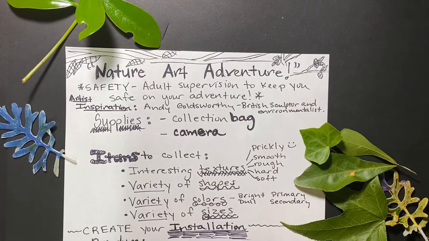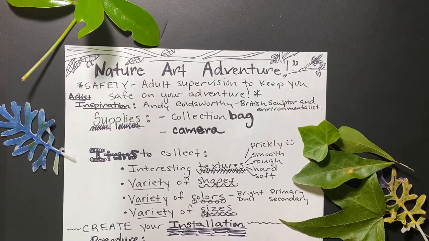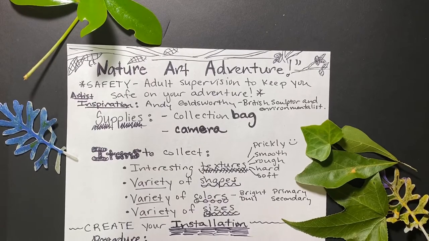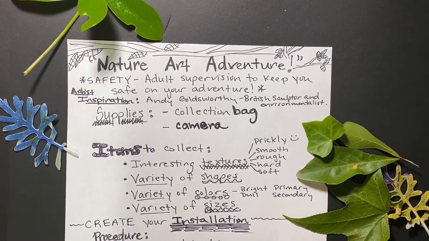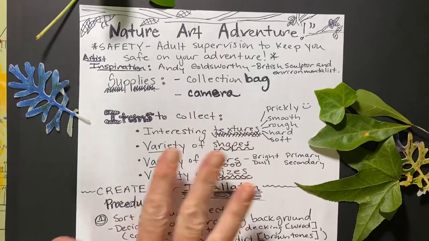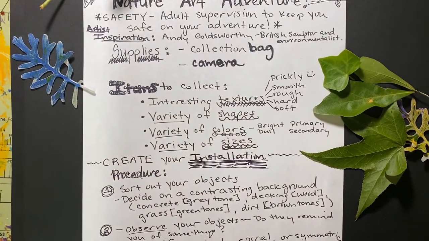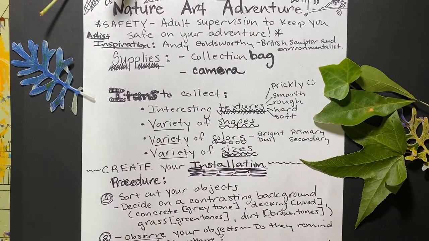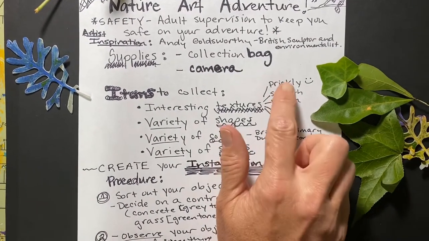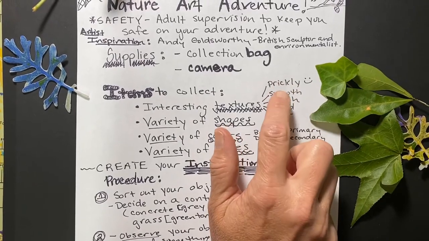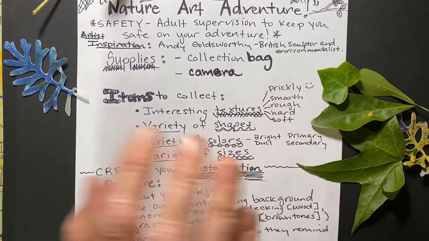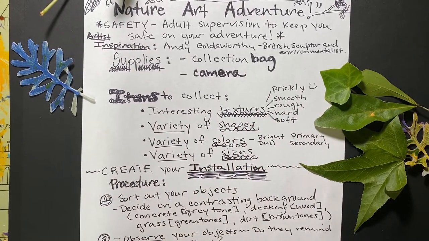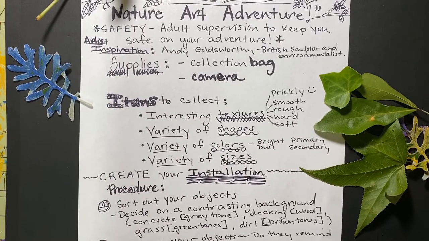The supplies that we need for our adventure are very simple. We need a collection bag, and we need a camera. The items that we need to collect on our adventure are these types of objects. We want interesting textures. Texture means how something feels or how it looks like it might feel. It might feel prickly, which is my little boy's favorite objects to look for. It might look like it's smooth, rough, hard or soft. These are all texture words and textures that you're going to look for.